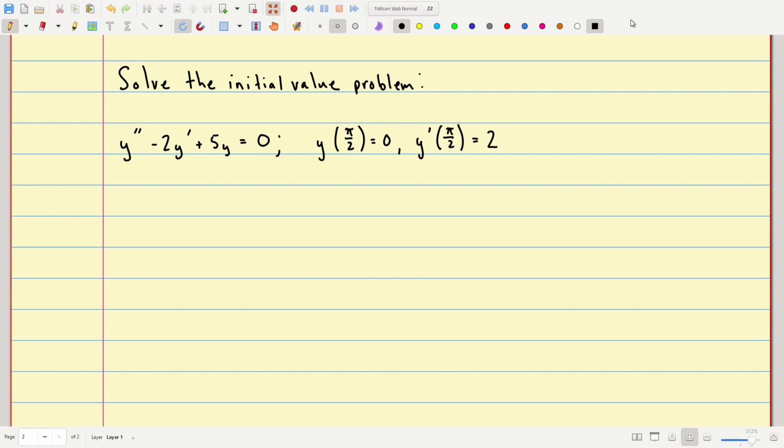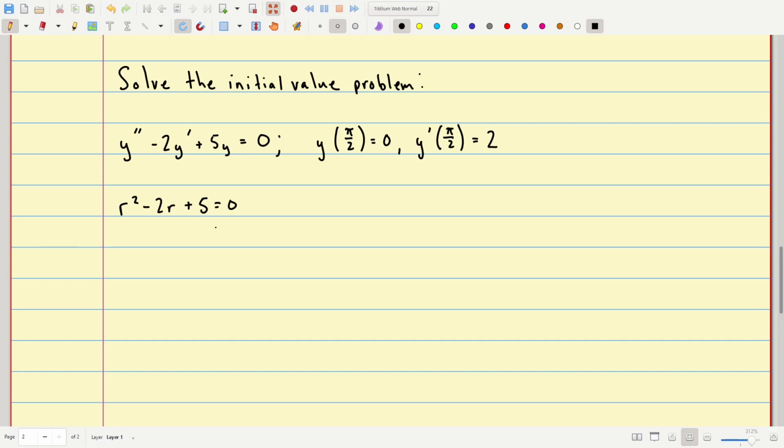All right. Next up, we have another homogeneous equation, but this time we're going to take a look at solving the initial value problem. We begin, again, by looking at our characteristic equation. We have y double prime minus 2y prime plus 5y equals 0.